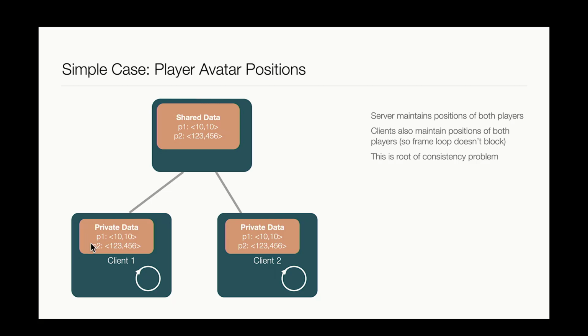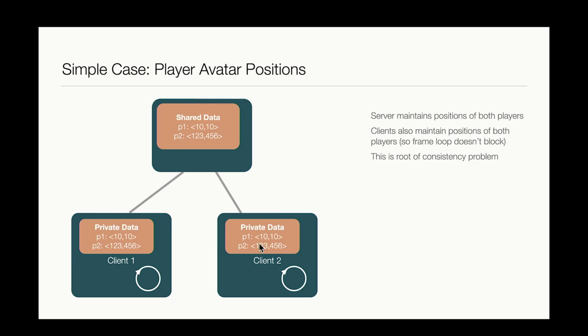Player 2 for client 1 is not necessarily accurate. Player 1 is not necessarily accurate either, depending on how the server is calculating where the players are in the world. For player 2, the idea is similar. They have their own position, P2, and they also have what they think is the position of player 1. Again, player 1's position may not correspond to the true position of player 1 up here.